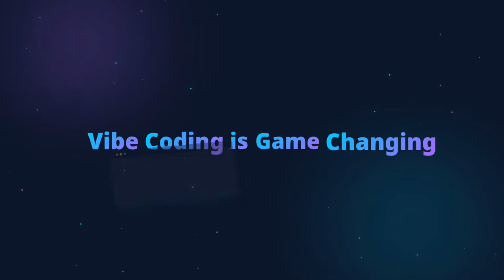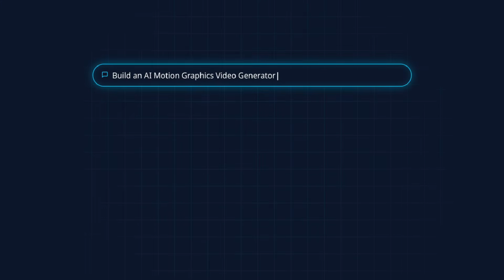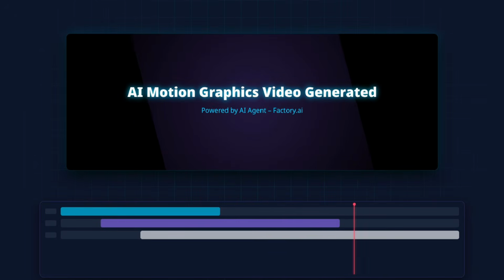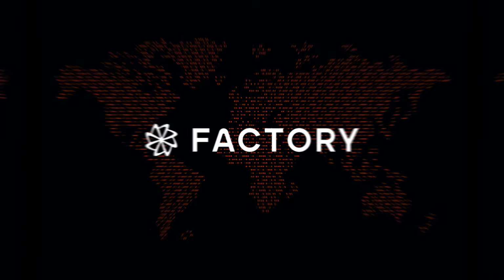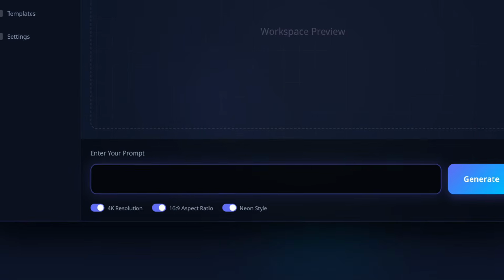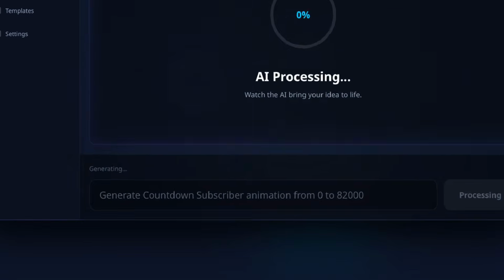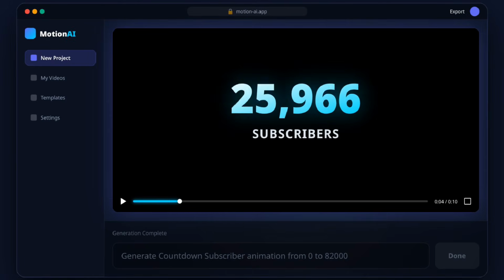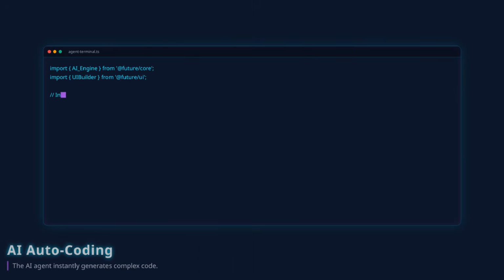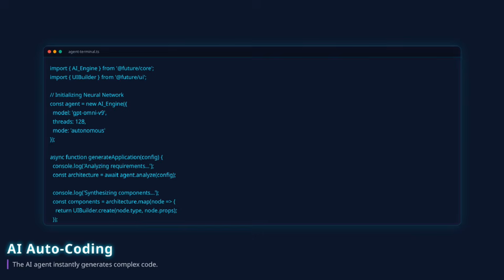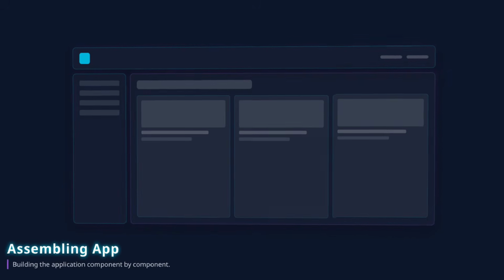Vibe coding is a game changer while developing any application. And today we are going to build an AI motion graphic video generator app using an AI agent called Factory.ai. Simply enter the prompt and this application will generate a beautiful motion graphic video within just a few seconds. Without writing any of the code, we are going to build this complete application using vibe coding.